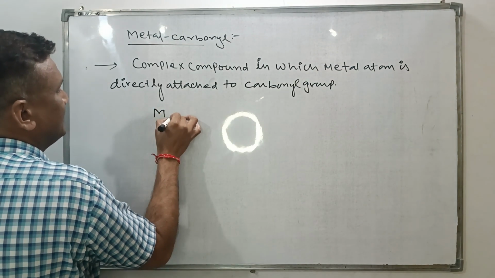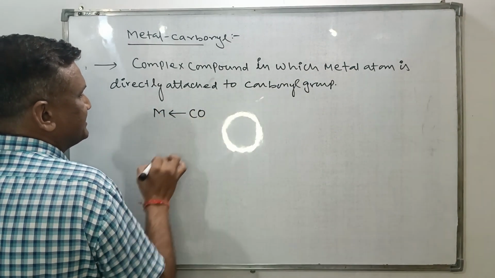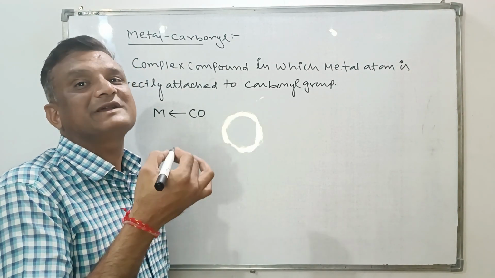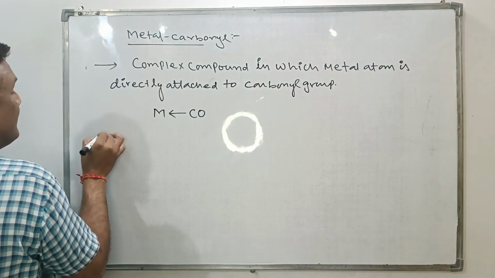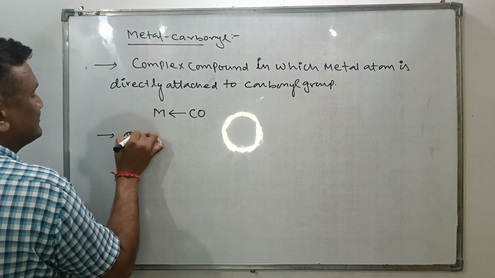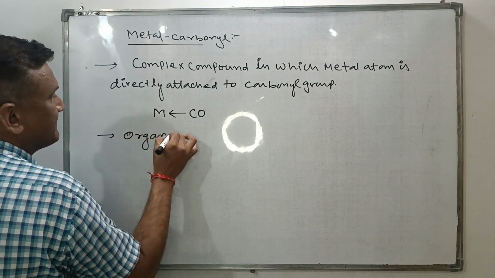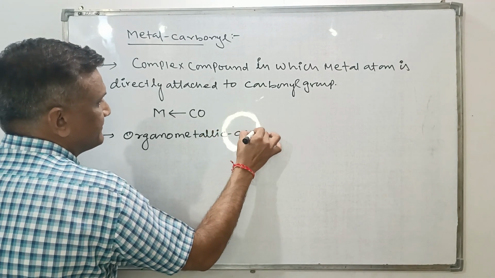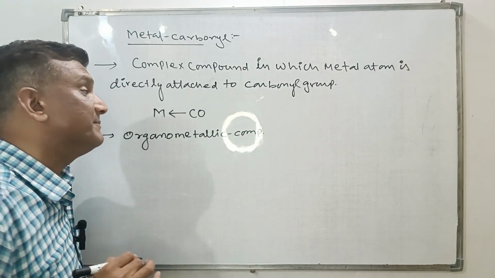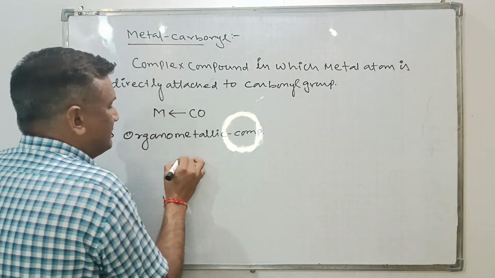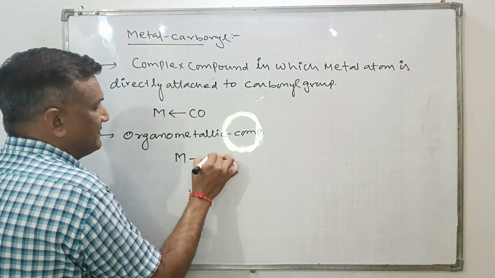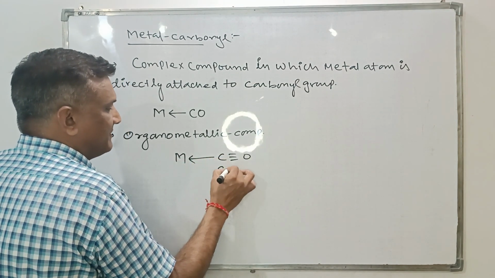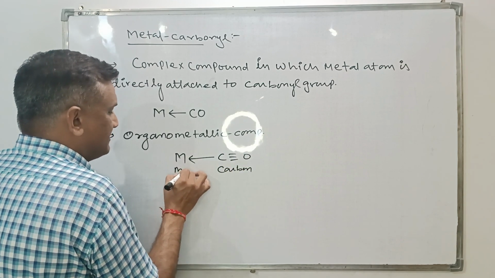Suppose this is the M metal, this is the carbonyl group CO, carbonyl as a ligand and carbon monoxide as a molecule. These are also known as organometallic compounds. Why? Because if we go with the structure, the metal atom is directly attached to the carbon atom like this. This is the carbon and this is the metal atom.